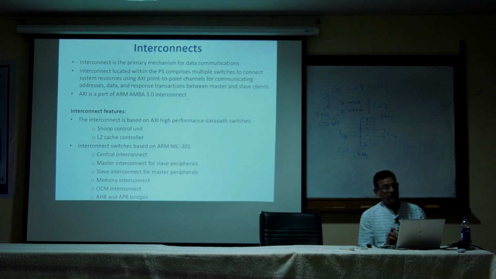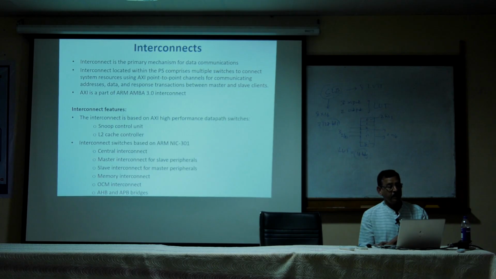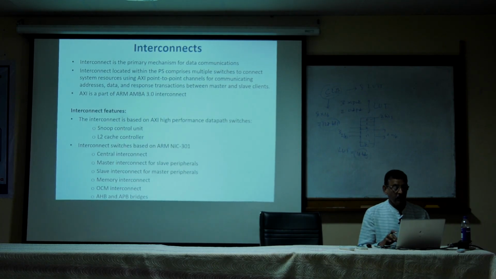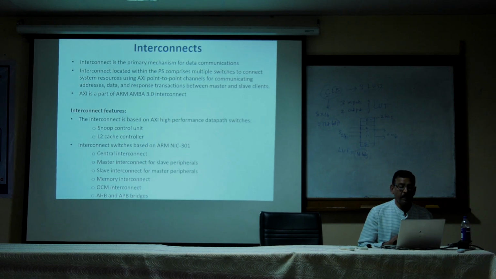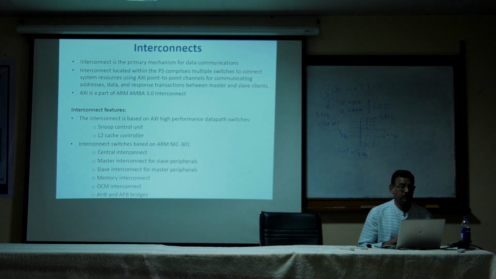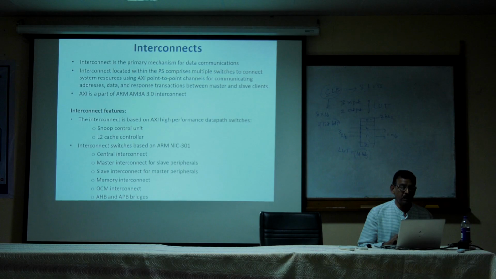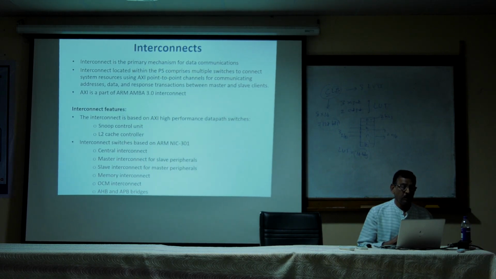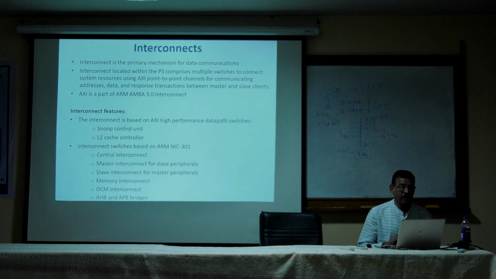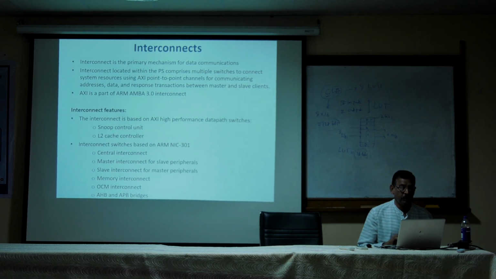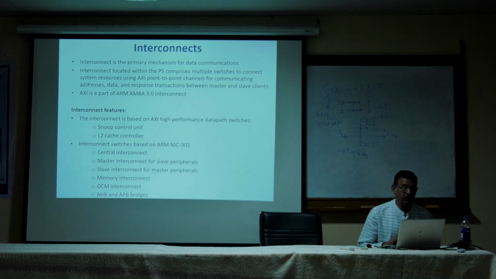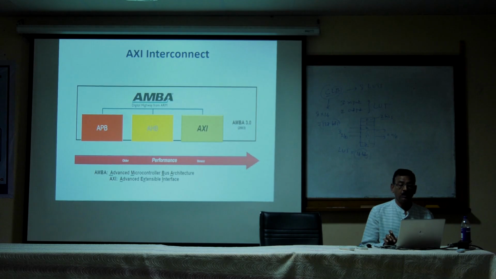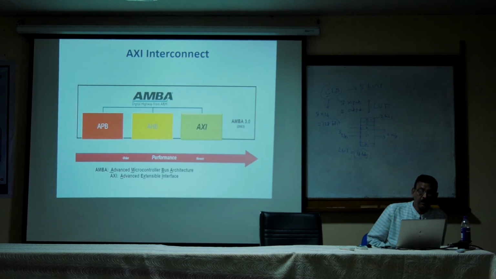So what is AXI? AXI is a part of the ARM AMBA 3.0 interconnect. The interconnect features are: it is based on AXI high performance data path switches, snoop control unit, L2 cache controller, and interconnect switches based on ARM NIC-301. So: central interconnect, master interconnect for slave peripherals, slave interconnect for master peripherals, memory interconnect, OCM on-chip memory interconnect, and AHB and APB bridges. This is your AXI interconnect.